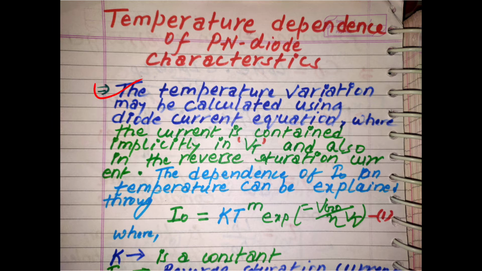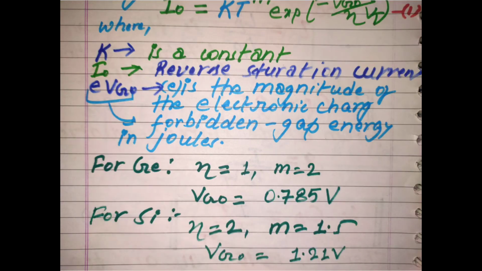The temperature variation may be calculated using the diode current equation, where the temperature is contained implicitly in the voltage Vt, that is the thermal voltage, and also in the reverse saturation current. The dependence of I naught, the reverse saturation current, on temperature can be explained through the equation I naught equals K into T to the power m, exponential to the power minus Vg naught upon eta into Vt. This is our equation number 1, where K is a constant, and I naught is the reverse saturation current.